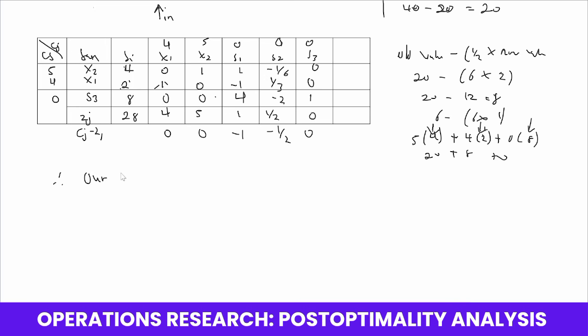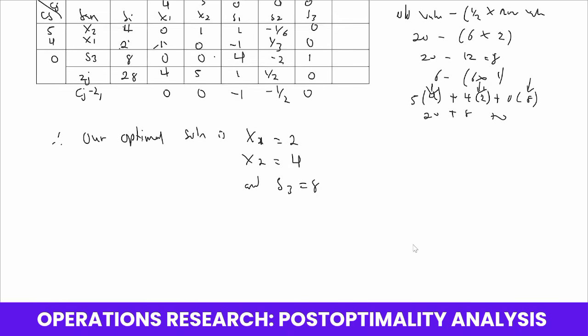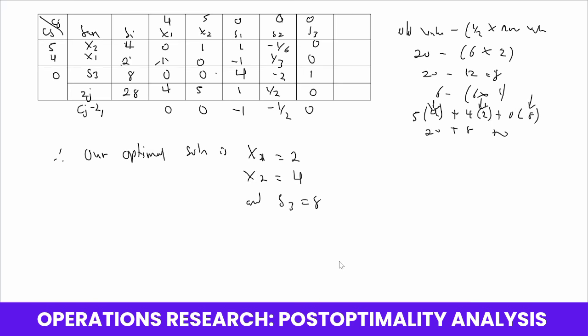So our optimal solution is x1 is equal to 2, s2 is equal to 4, and then s3 is equal to 8. So this is our optimal solution. Now let's do the post optimality analysis here, and then let's see how we can get additional information from the optimal solution we have now.